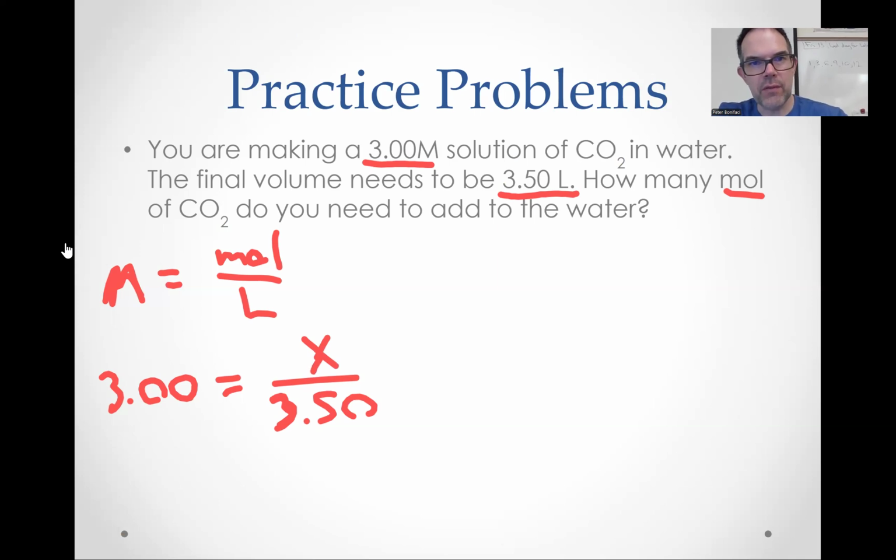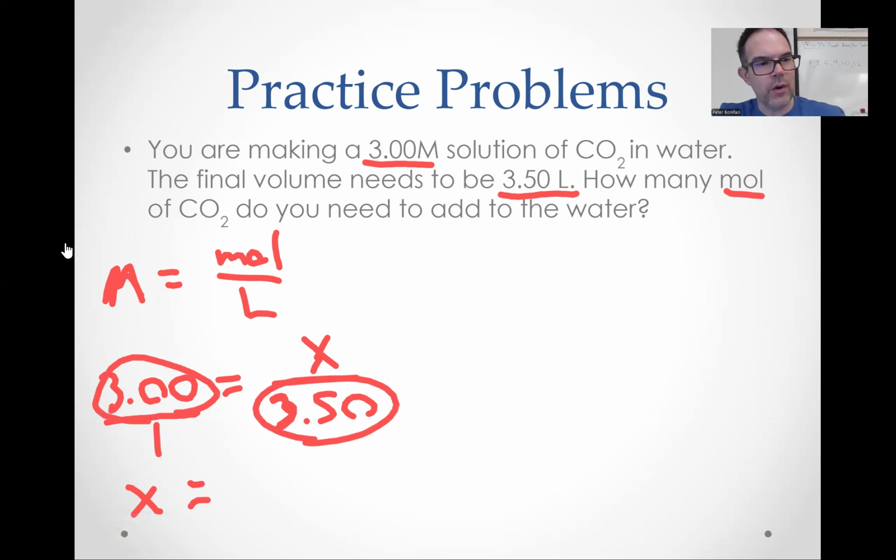So how do you solve for X? I recommend always doing cross multiplication because it makes it way easier. Over here, 3.00 is the same as 3.00 over 1. When you do cross multiplication, you end up with x times 1, that's x, equal to 3.00 times 3.50. When you run that through your calculator, maybe you want to pause this and do it yourself, it's 10.5 moles, which is what we want. That's our answer there.